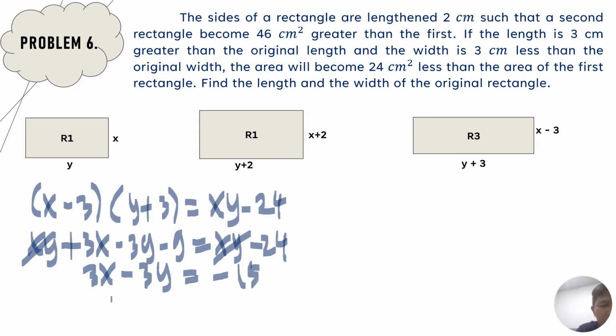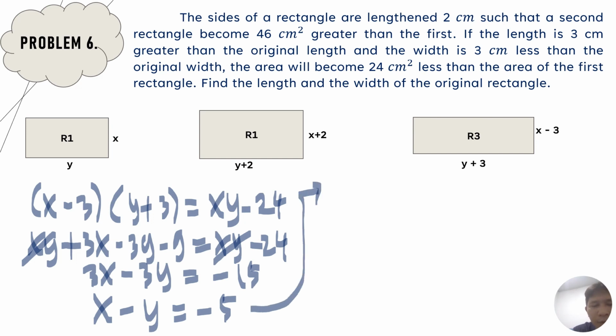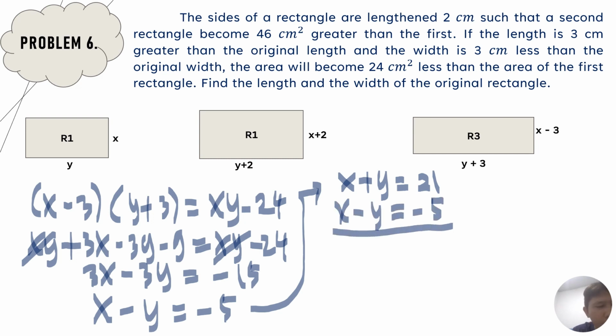You can make it simpler, divided by 3, so x minus y equals minus 5. Then before we have x plus y equals 21, if I'm not mistaken, and then x minus y equals minus 5. Then we can eliminate the variable y: the y terms cancel, and this is 2x equals 16, then x equals 8.